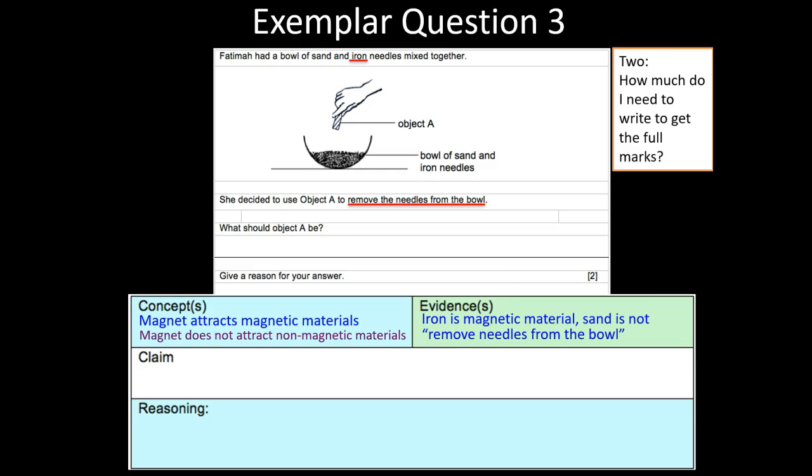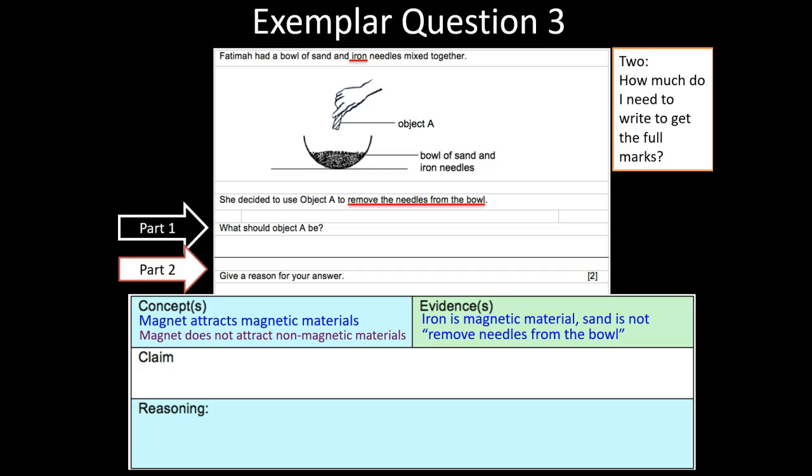Now having understood the concept being tested, let's understand what is required of us in our answer. There are two parts. Part 1, we have to state what object A is. And part 2, we have to give a reason for part 1. Now part 1 is known as a leading question, which means that if you get it right, the teacher will then go on to read your reasons to decide if you deserve any marks or not. However, if part 1 is wrong, then the teacher will not read your reasons anymore and just give a 0.